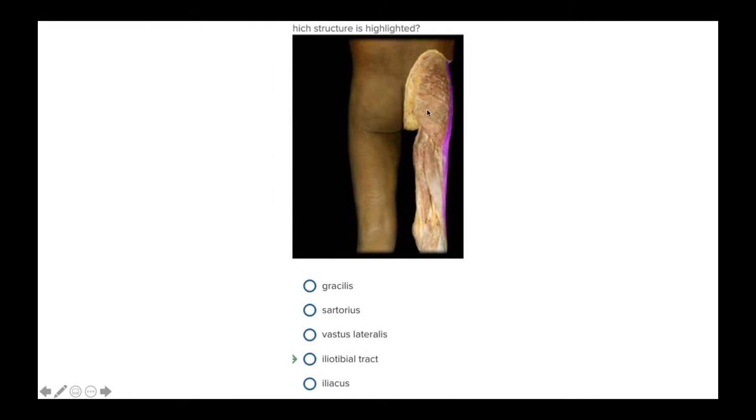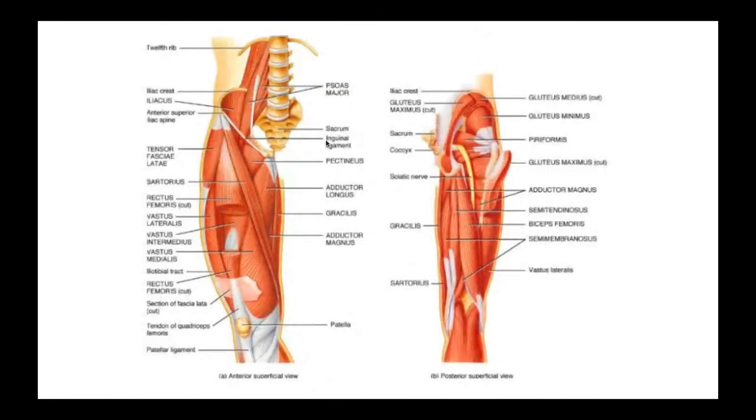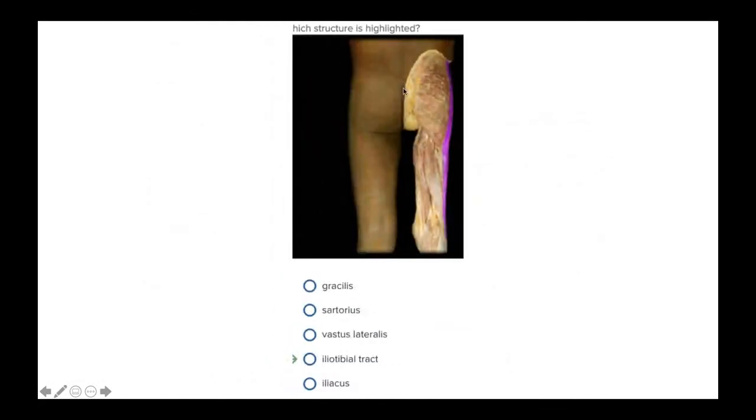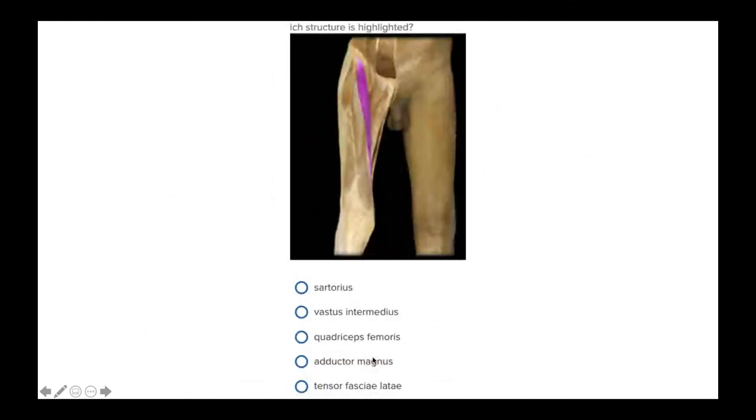Now here's the posterior. Here's the gluteus maximus. We're looking at this structure that's going from the ilium all the way down to the tibia. That's the iliotibial tract, or iliotibial band. The gluteus maximus inserts on the ITB. So does the TFL, the tensor fasciae latae. Remember, the TFL, we pointed here. So here's the tensor fasciae latae. It inserts on the iliotibial band, and on the posterior side, here's the gluteus maximus inserting on the iliotibial tract.